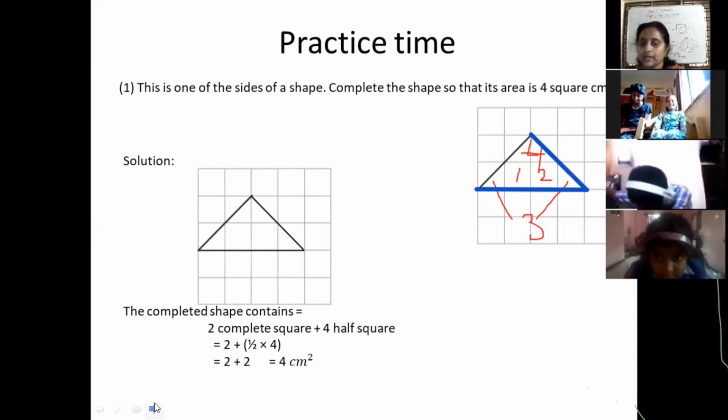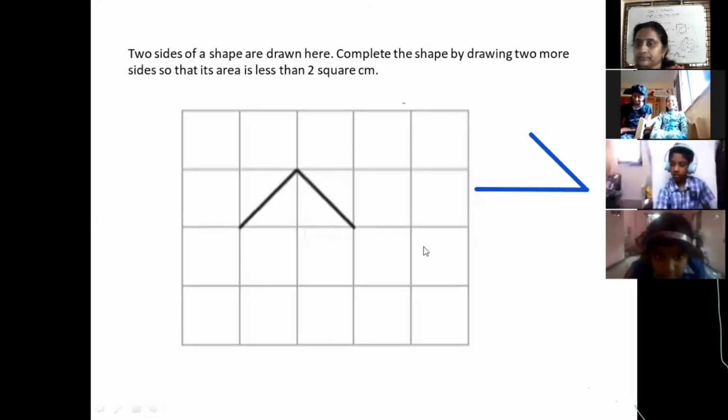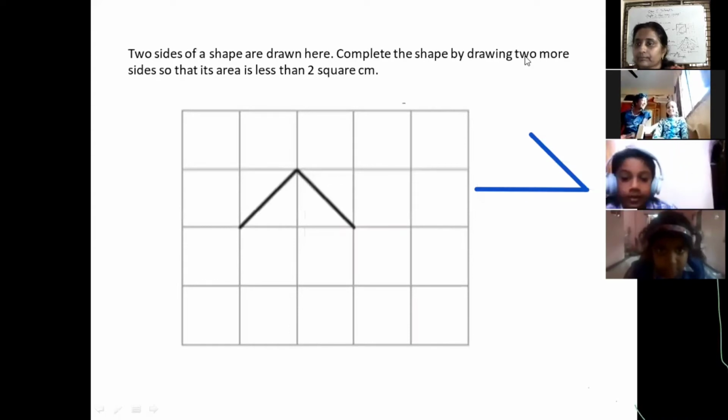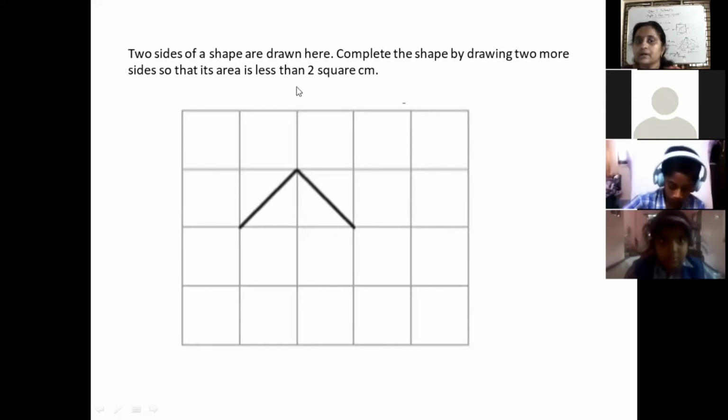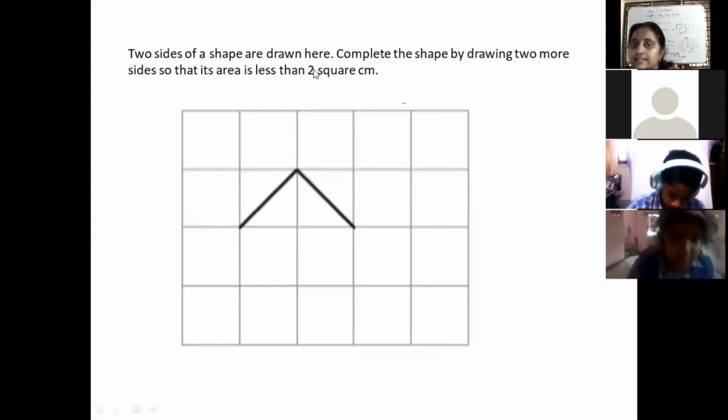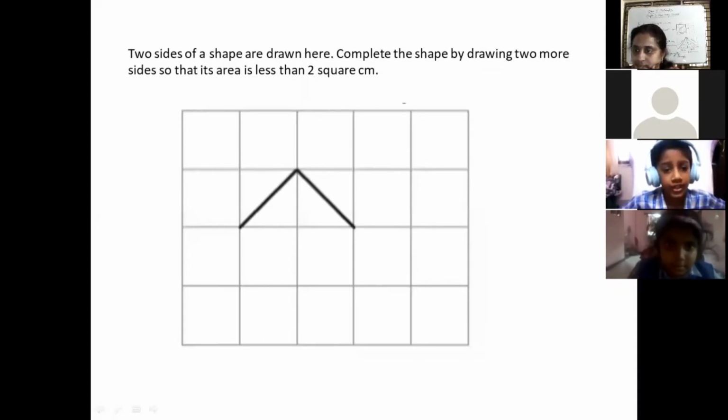Okay, ma'am. Now let us do the next one. Now here observe this, ma'am. 2 sides of the shape are drawn here. Complete the shape by drawing 2 more sides so that its area is less than 2 square centimeters. Joy, do this. Ma'am, diamond. Ma'am, pentagon. Ma'am, diamond. Yes, yes. Ma'am, we can do pentagon.